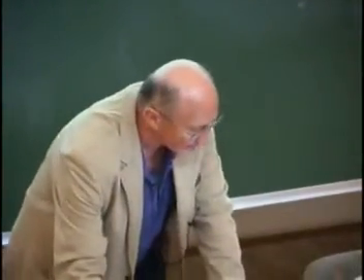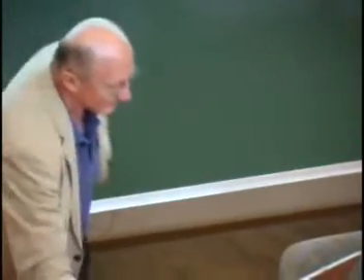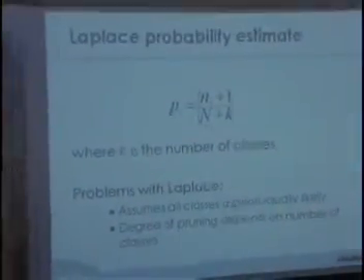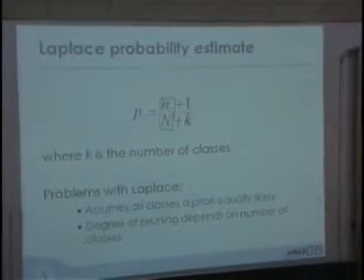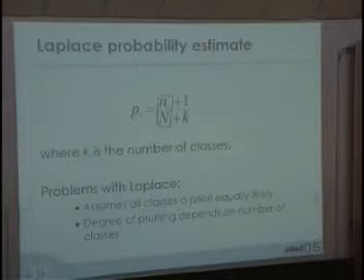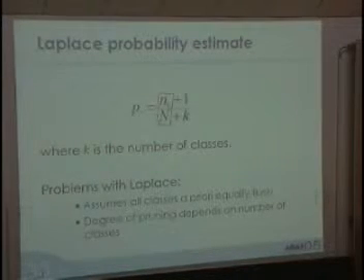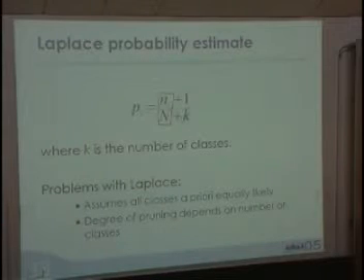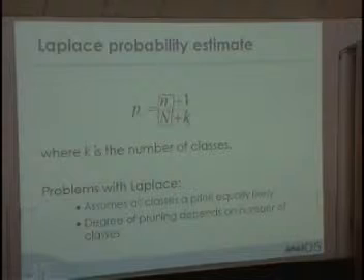Now the Laplace estimate is this one. The probability of class C is not just, in the naive formula, the one that everybody uses, nc over n. But in Laplace we have something added: nc plus 1 over n plus k, where k is the number of all class values.